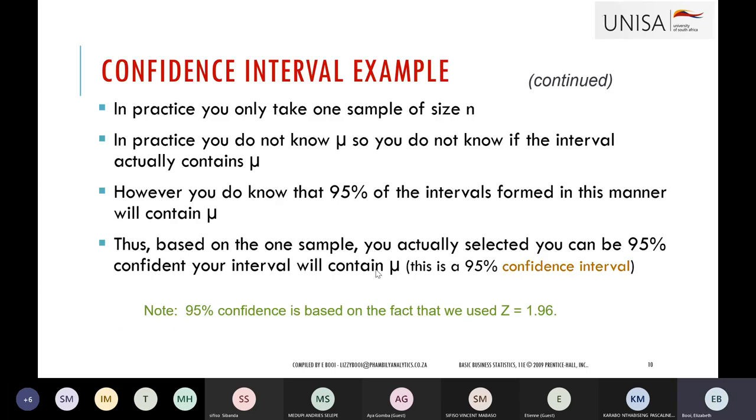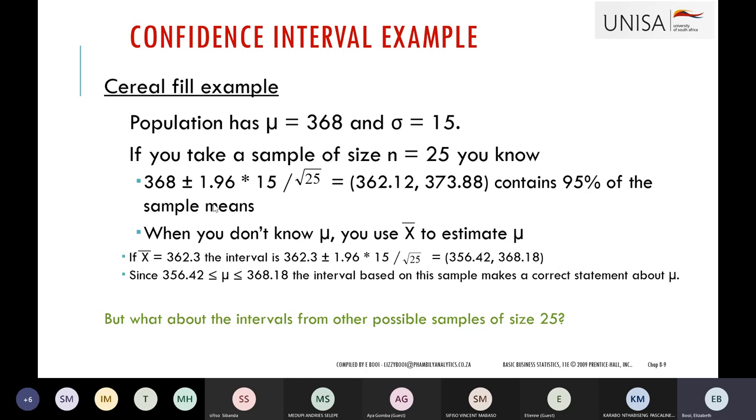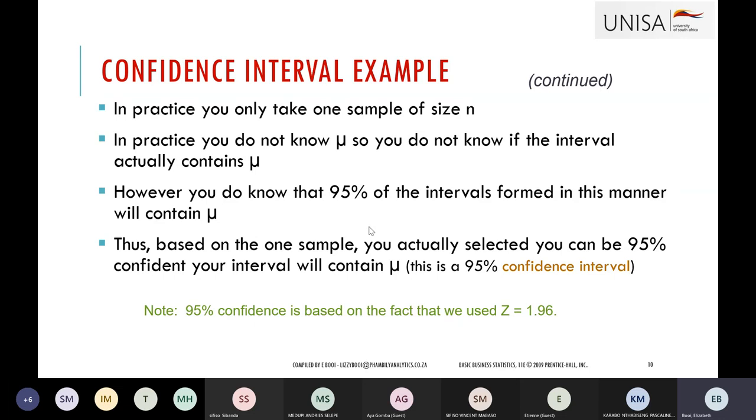Okay, so what we've learned so far is, in practice, you only want to take one sample, like we did there. By taking one sample, and number two, we also know that we are not given the population mean, so you don't know if the interval actually contains that population mean. But you will know that whether it's 99% confidence or 95% as in our example, the 95% confidence interval that was formed contains your population mean, because the population mean lies between that.